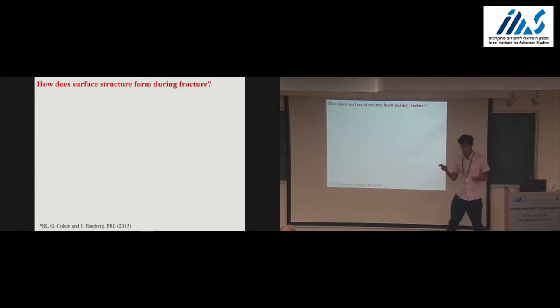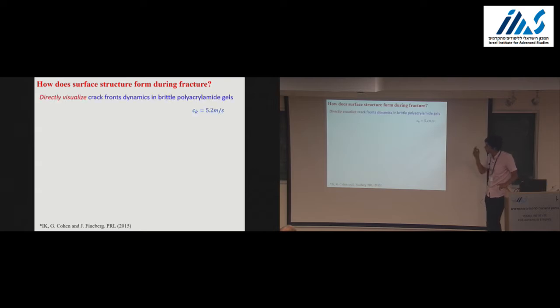How does the crack form surface structure? You might guess that it needs to change the topology, but to understand that, we perform experiments where we directly visualize the dynamics of the crack front in brittle gels. The reason we use gels is because the gels are soft, crack wave speeds are slow, and also crack speeds. So we are able to visualize them in real time.